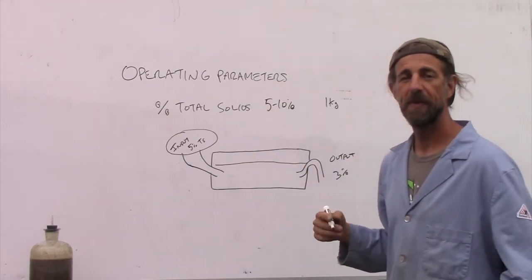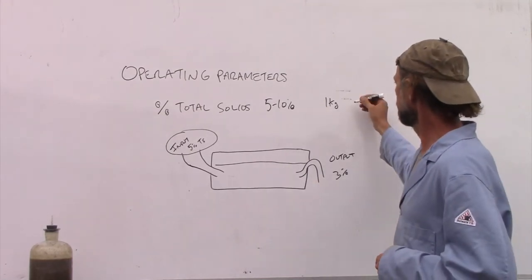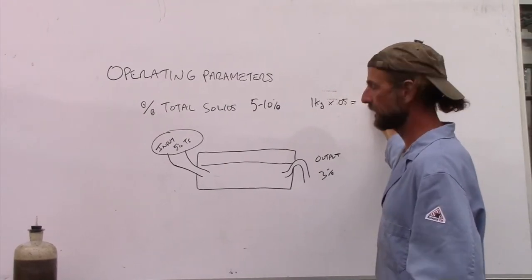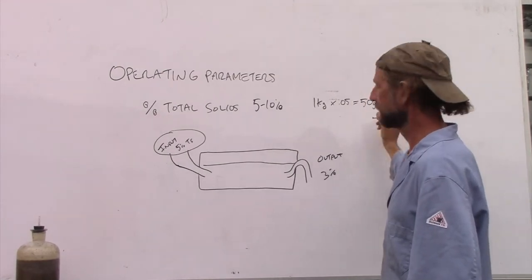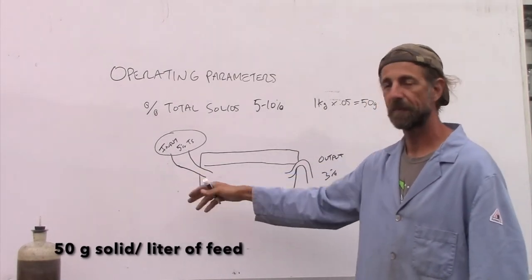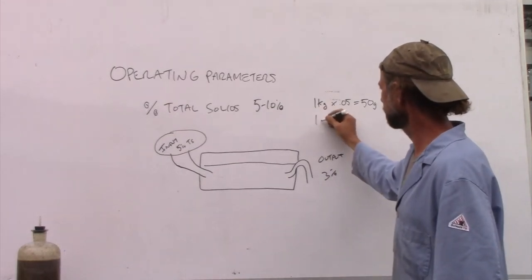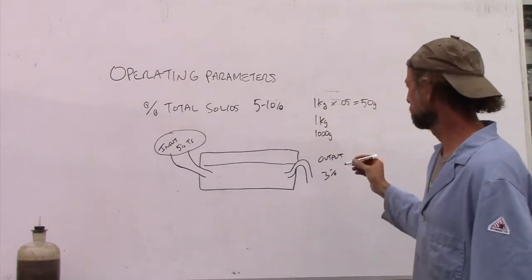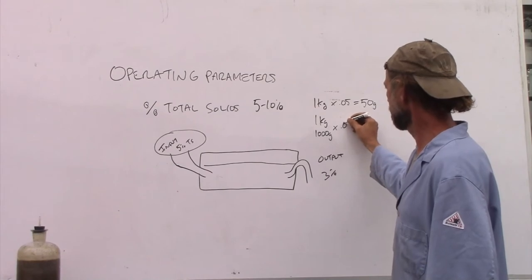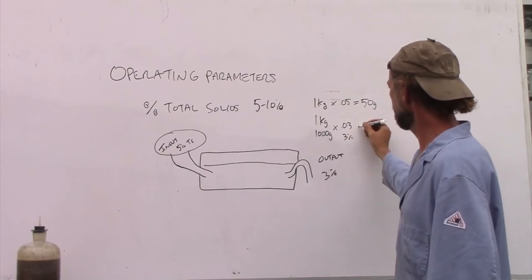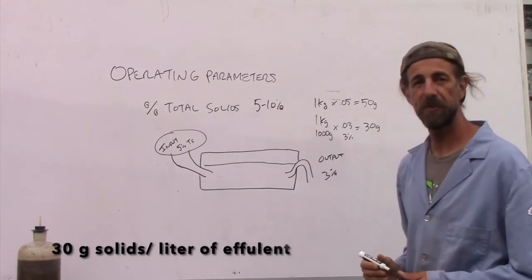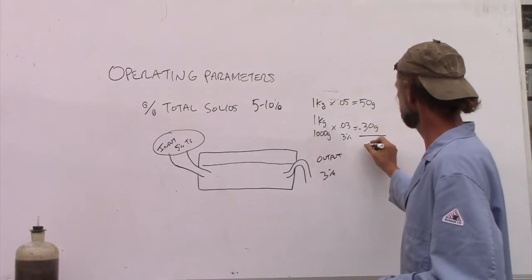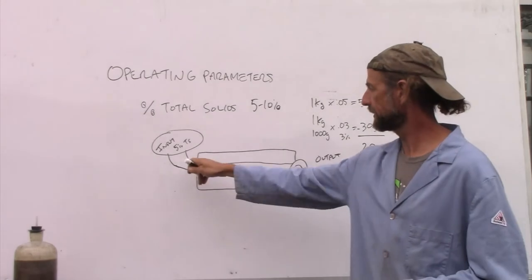If we weigh that before and after drying, we might find that if this is 5% solids, times 0.05, that means we've got about 50 grams of solid material on the inlet side. Over here, we take 1 kilogram, which is also equal to 1,000 grams, and we multiply that by 0.03, which is 3%. Now here we've only got 30 grams of solid material, and the rest is water. So we lost 50 minus 30, we lost 20 grams of solids between here and there.